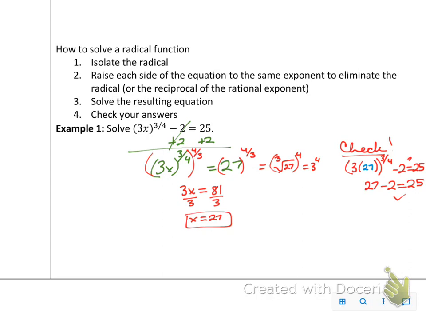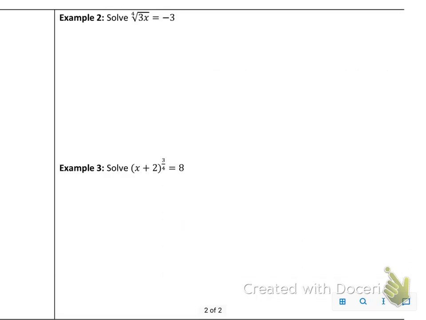Let's do a couple more examples. Now on this one, we have the 4th root. Well, to get rid of a 4th root, you would raise it to the 4th power. So let's go ahead and do that. We've got 4 here and 4 here. Now this one isn't complicated to think about. We get 3x equal to 81, again, divided by 3, and x equals 27.